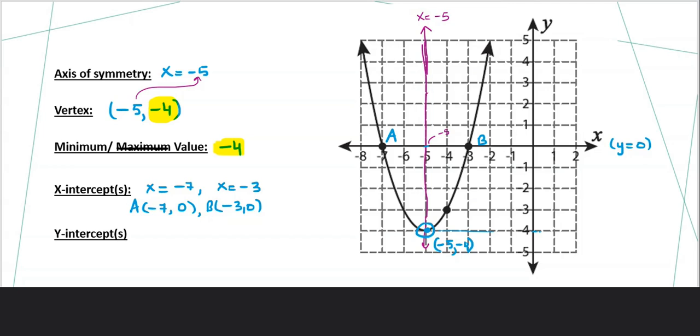Okay, now going for the y-intercept. Here, this curve is not intersecting the y-axis. So we say that it has no y-intercepts. Okay, now moving to the next one.